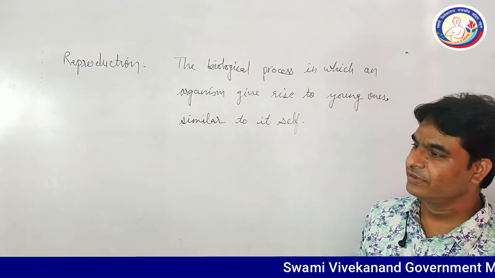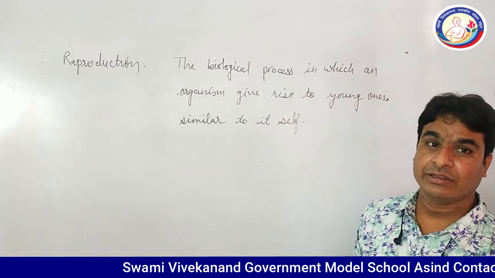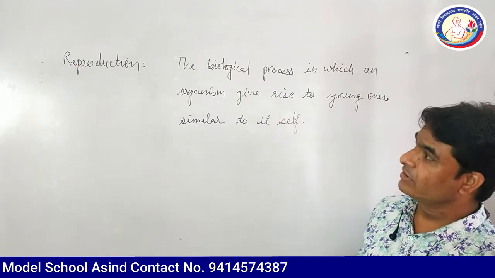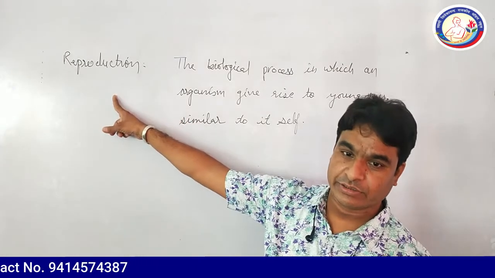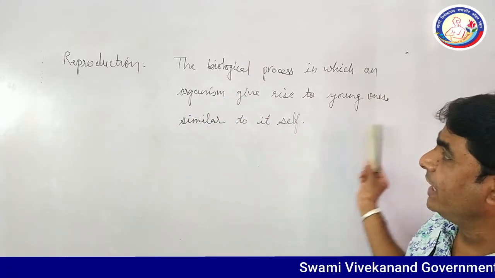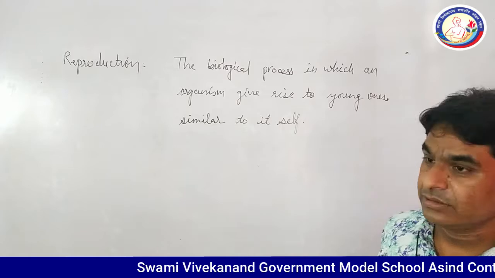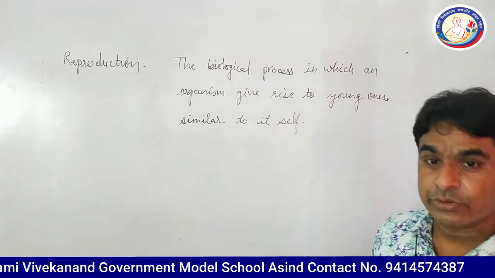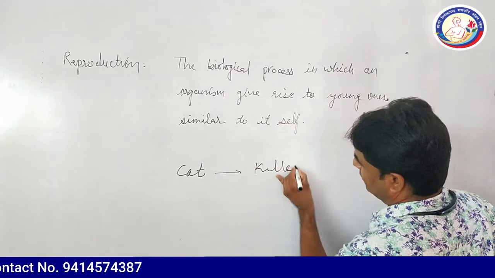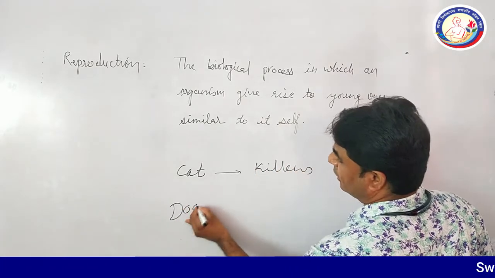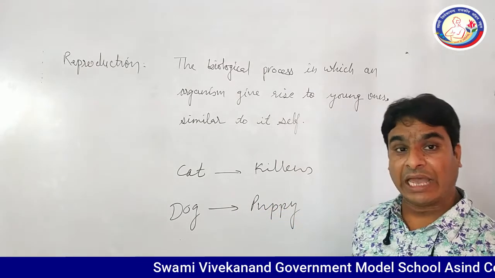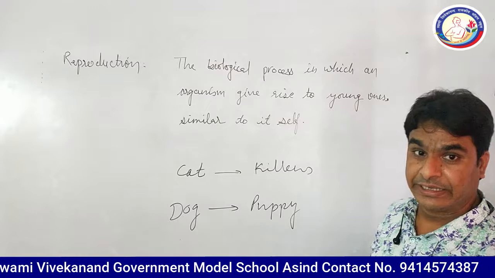Good morning, students. Today we will start reproduction in plants. First of all, we need to discuss what we mean by reproduction. Reproduction is the biological process in which an organism gives rise to young ones similar to itself. You can see a cat gives birth to kittens. A dog gives birth to a puppy. So you can see every organism reproduces its offspring.